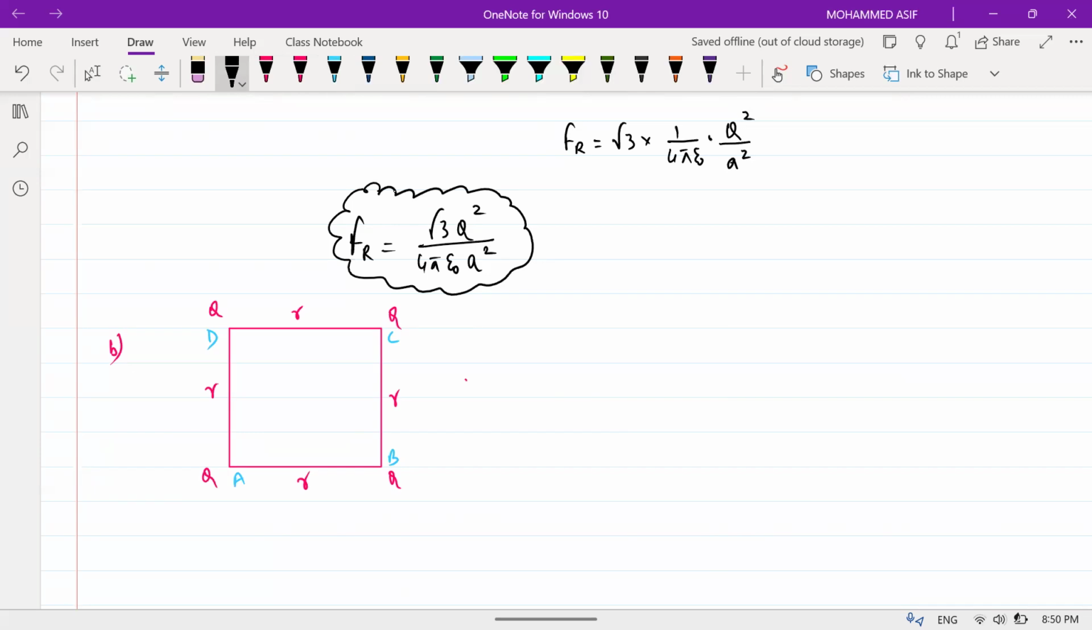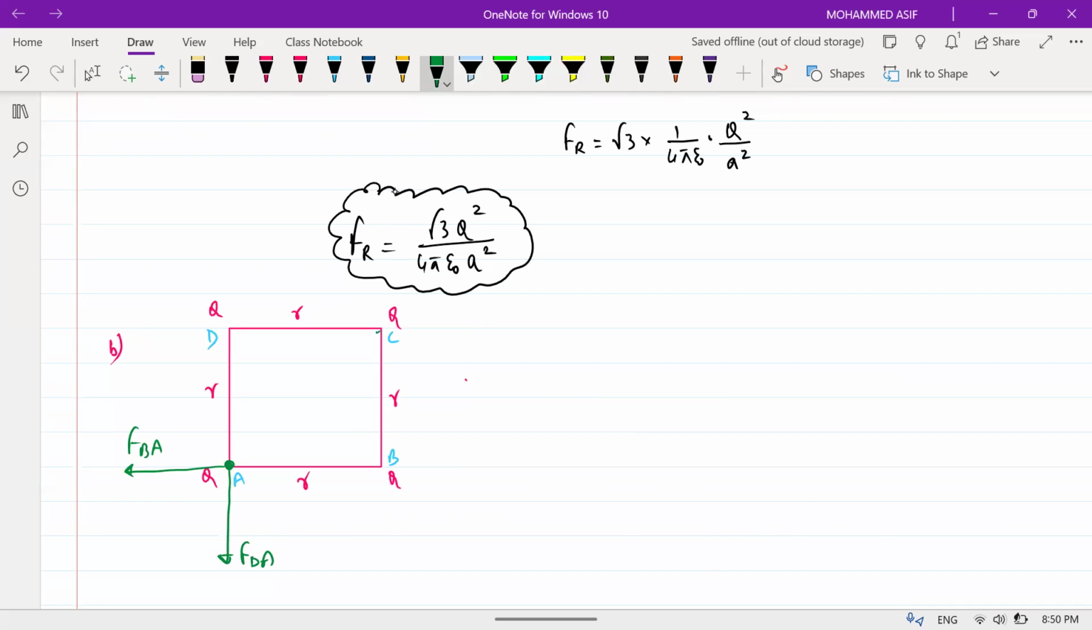Tell me what will be the force on any one corner. Which corner do you want to take? I will take A, sir. A will be the reference. Now tell me, on A, B will exert the force in this direction, beta. So this is the force by B on A. The same way, D will exert the force. This is the force exerted by D on A.